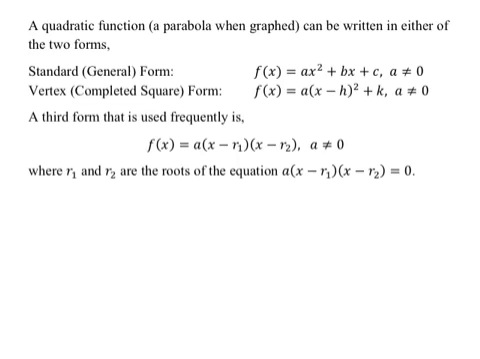Now remember that a quadratic function can be written in two forms, standard form or vertex form, but we also have a third form that's frequently used. You can think of it as factored form or intercept form or root form, where we have the roots of the equation when it's set equal to 0. So we call this root form because we're really saying that these would be the roots if this was set equal to 0.